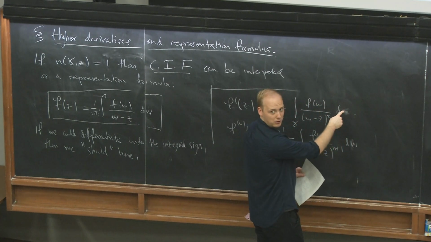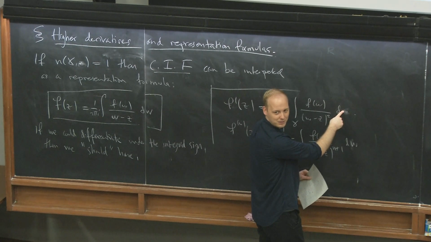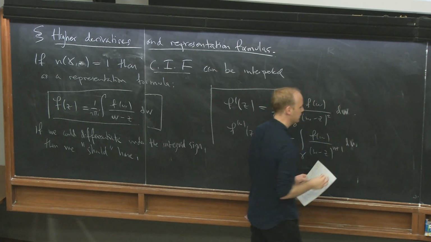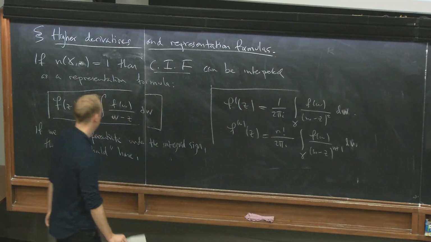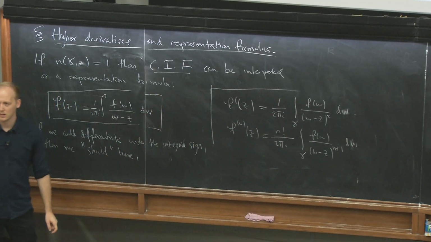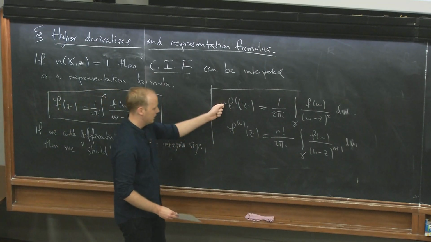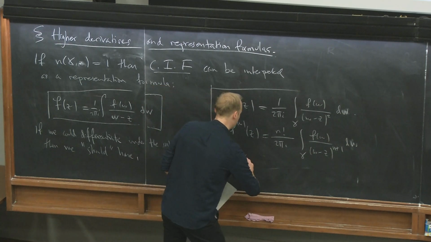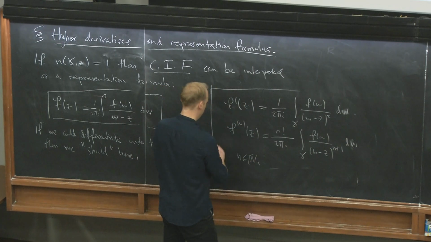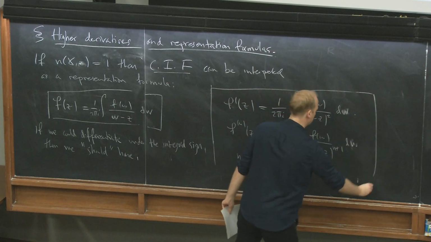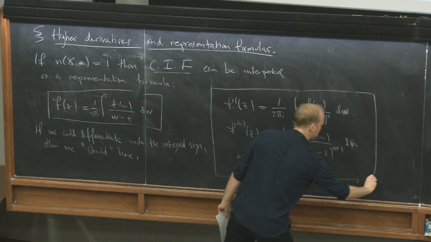This is a habit, you know. I wrote dz so many times in this course so far that it goes automatic, but it's dw, OK? dw. So then you should get these formulas, and this is true for any n. So you should be able to differentiate like this.